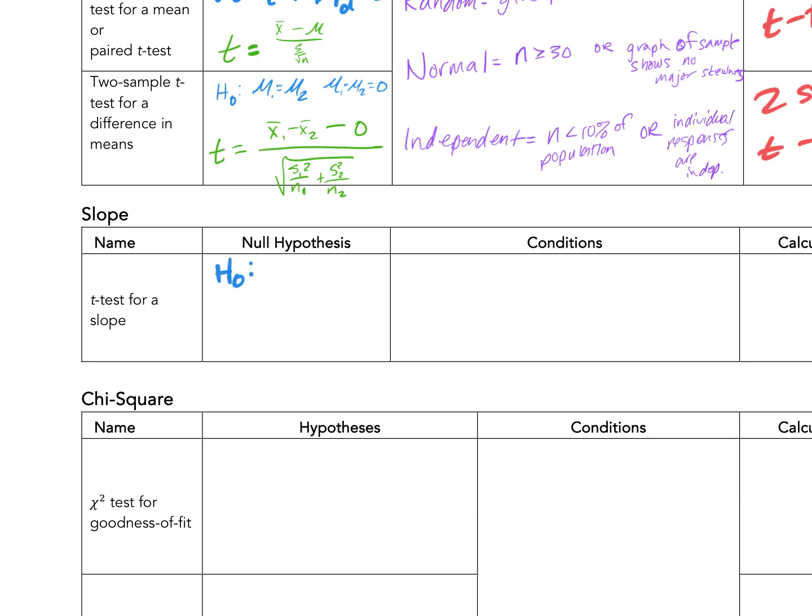All right, if we're doing a t-test for slope, my null hypothesis is going to be beta is equal to 0. My t statistic technically is b minus 0 over a formula that you will never ever possibly use, but I'm giving it to you because it's the formula off your formula sheet. You will never ever ever have to use that.